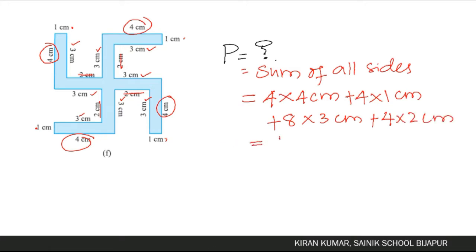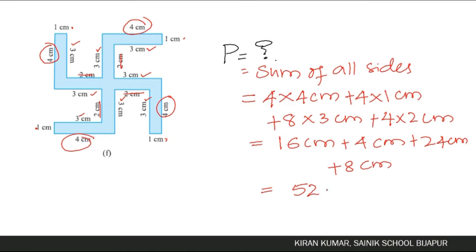So let's find the product and add them. 16 centimeter plus 4 centimeter plus 24 centimeter plus 8 centimeter. In total, the perimeter is 52 centimeter.